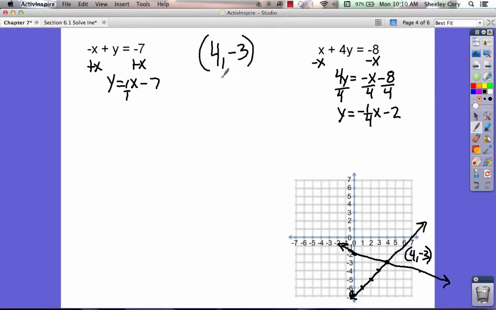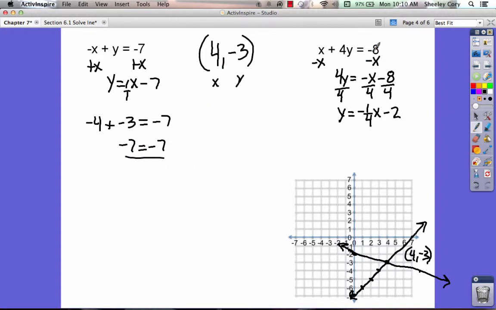I want to check it to make sure, so I take it and plug it back into the original equation. Remember, this is x and this is y. So 4 goes in for x, so it's negative 4 plus negative 3 for y equals negative 7. Negative 4 plus negative 3 is negative 7. Boom, that works.